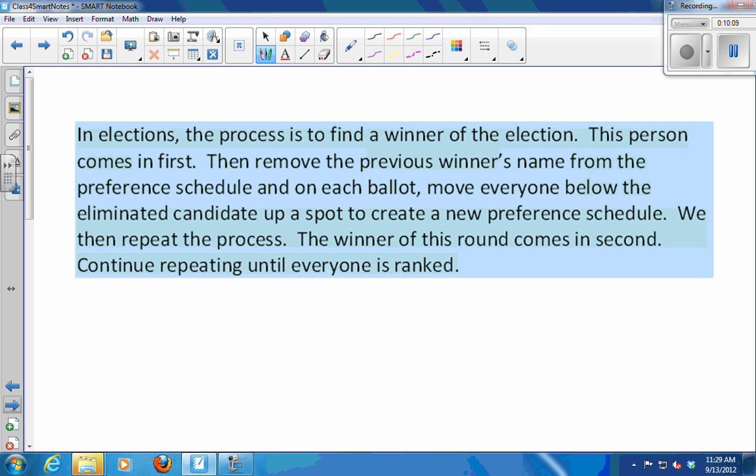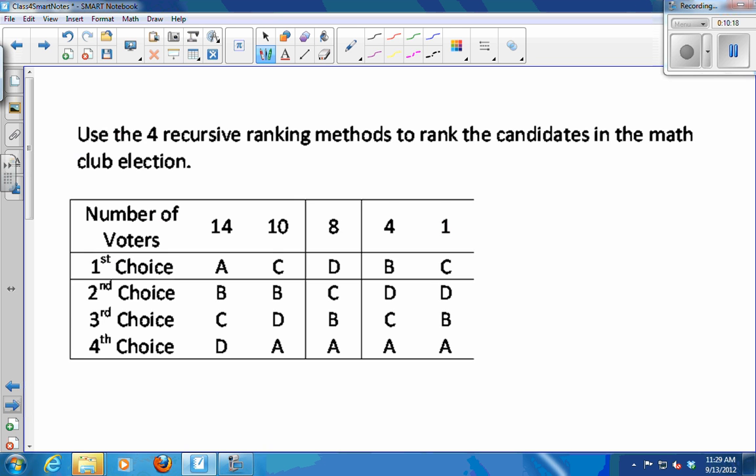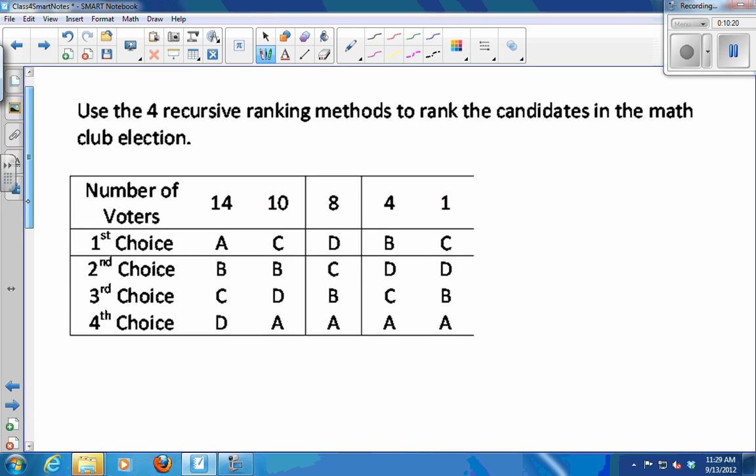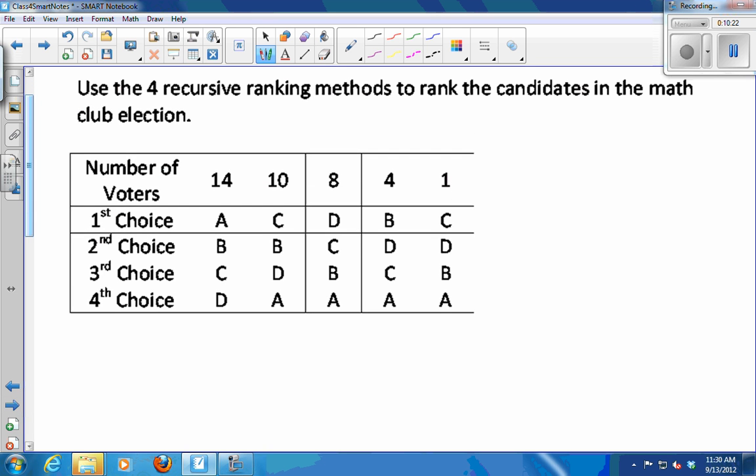But when you have the answers? Why? It's just another way to do it. So for example, I'll do plurality recursive with you, and then I'll have you try plurality Borda, okay?